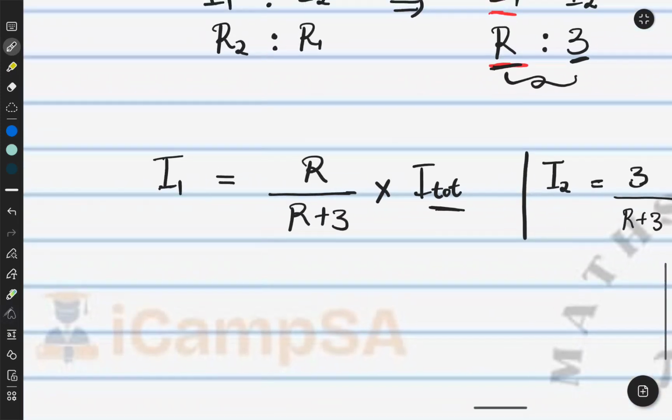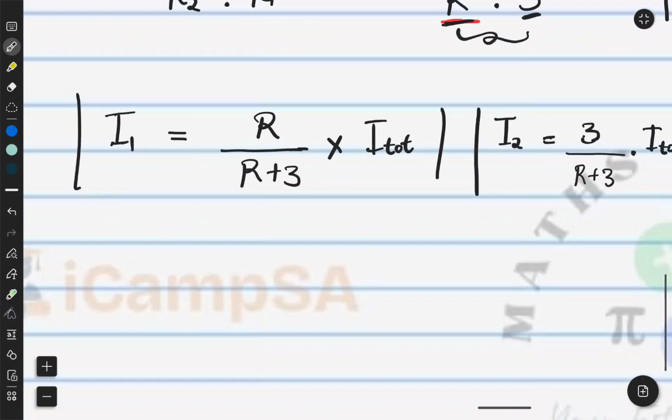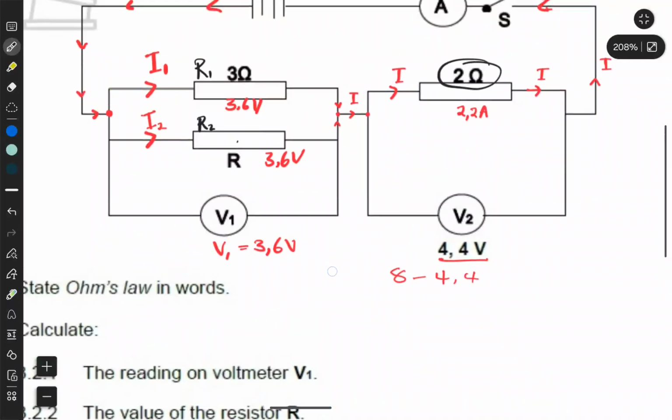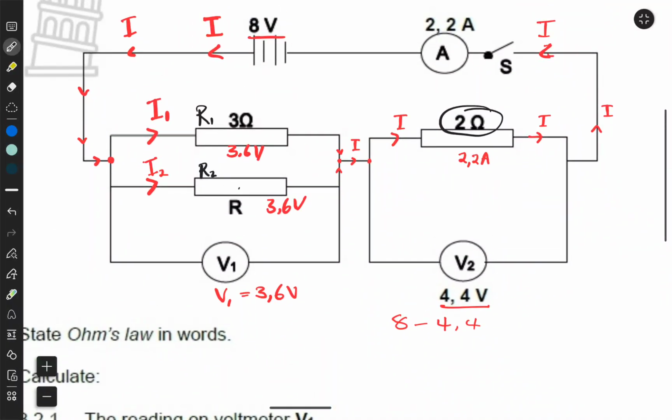So if you check from here, we can then solve using this, right? Okay, so what is I1? Let's go there. I1 is the current in the first branch. Do we know I1? No, but we can find I1. Why? Because we know the voltage in that branch, we know the resistance in that branch. The voltage is 3.6 volts. And what about the current? No, not the current, the resistance. The resistance is 3 ohms.